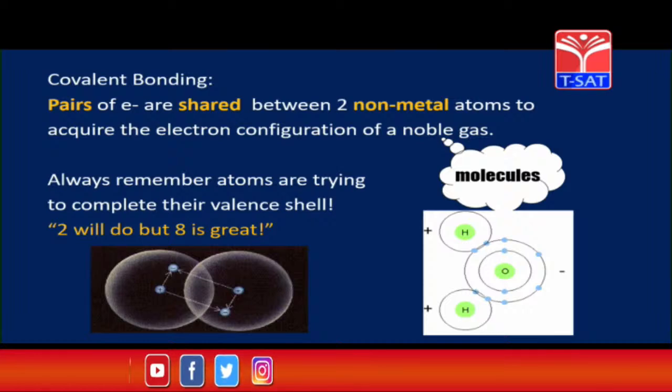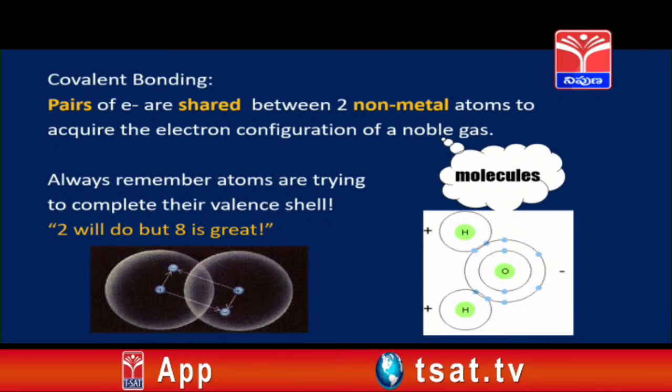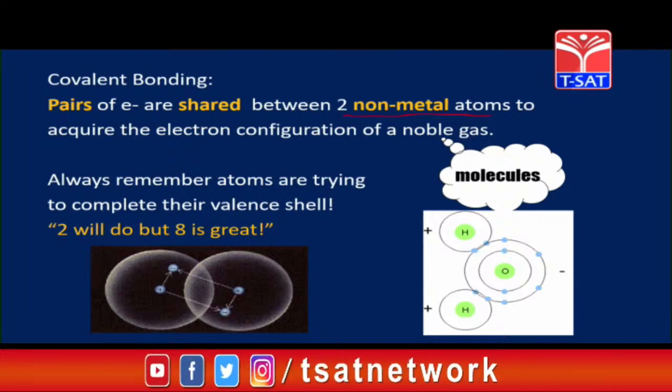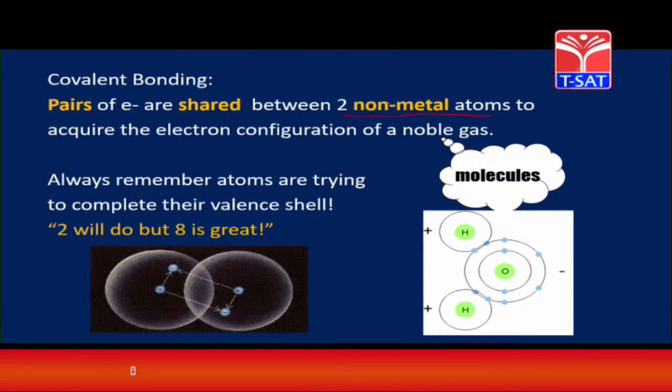Unlike ionic bond where there is a complete transfer of electron from one atom to the other, here in covalent bonding, the electrons are shared between two non-metal atoms. Look at the difference here. In ionic bonding, one metal plus one non-metal. Here in covalent bonding, two non-metal atoms combine with each other to form the covalent bond.